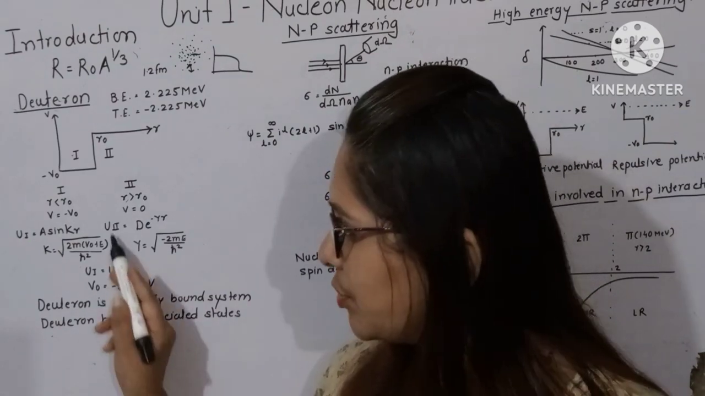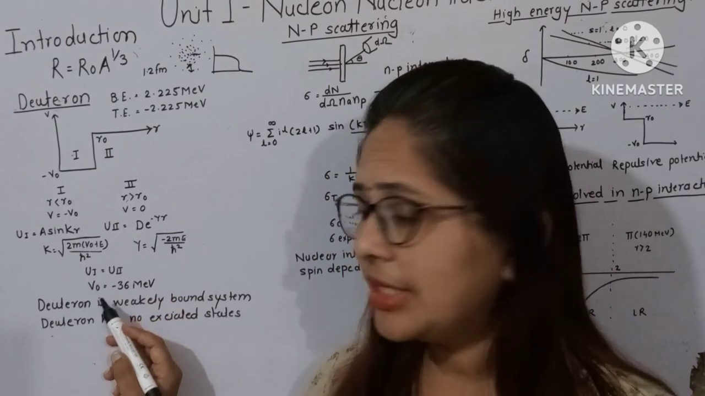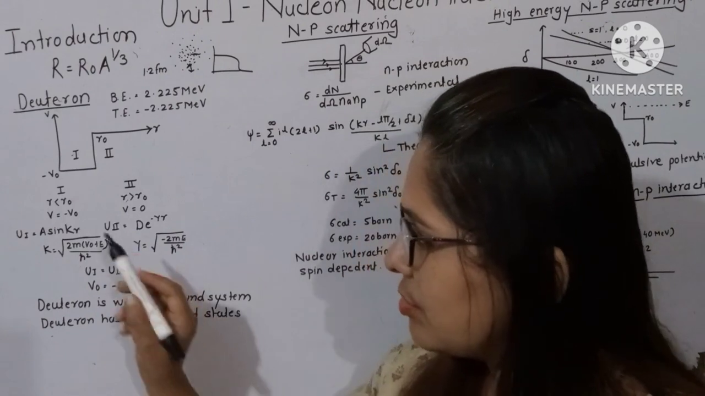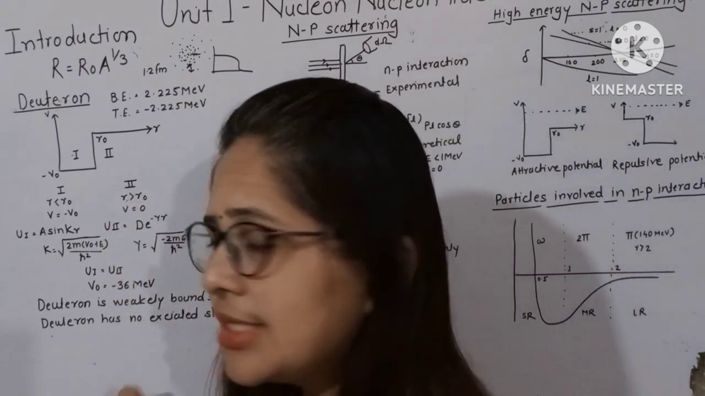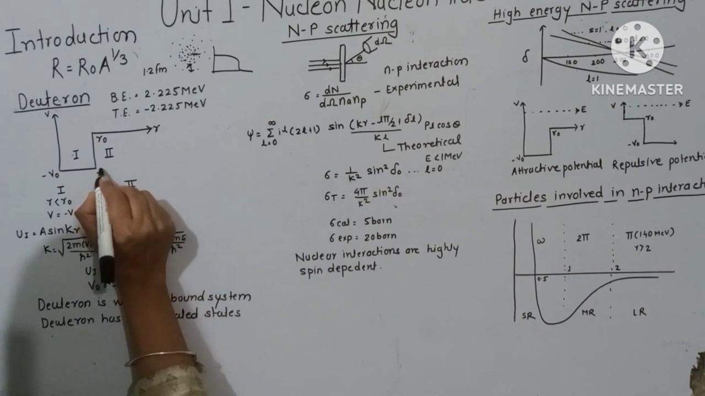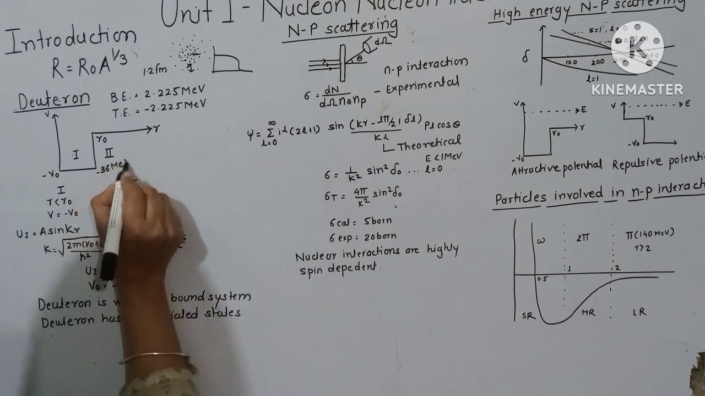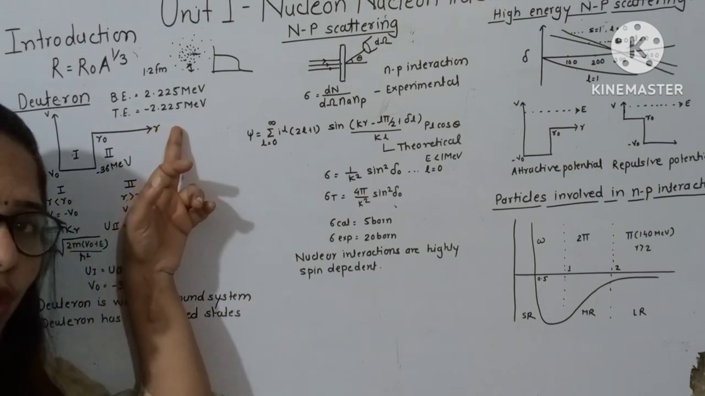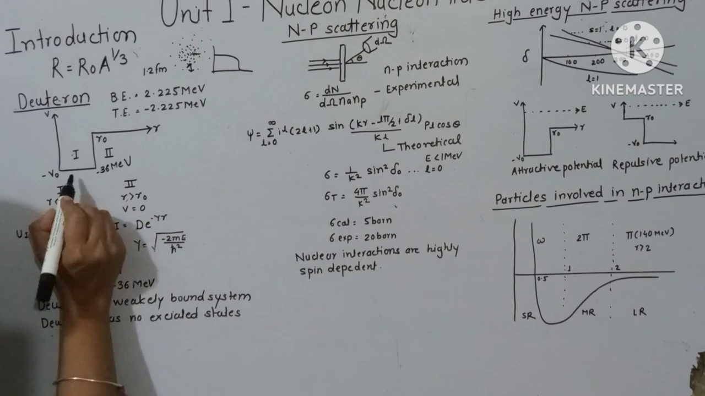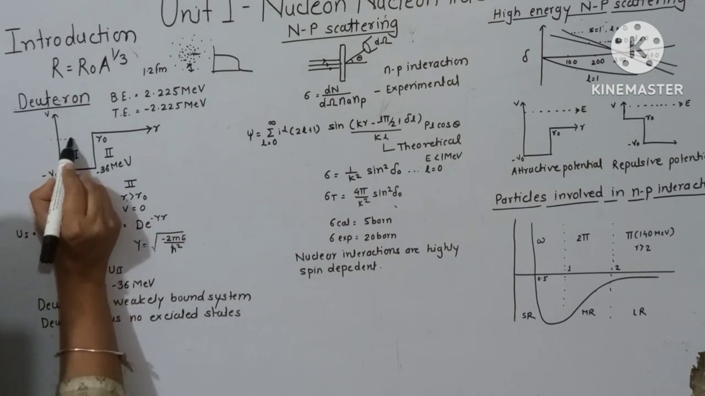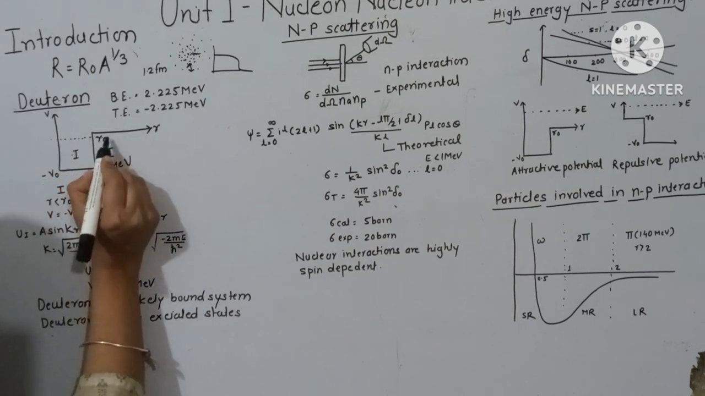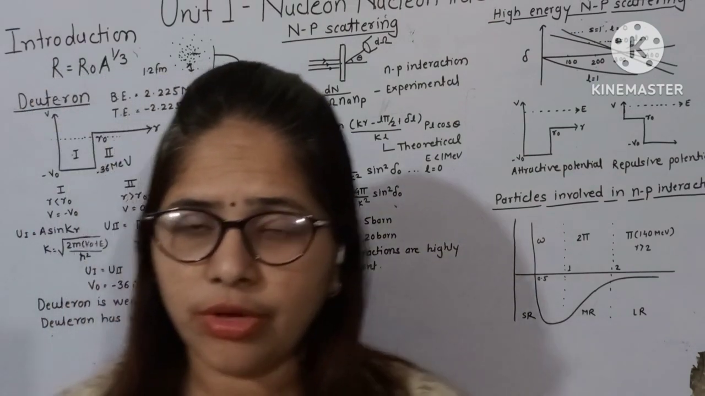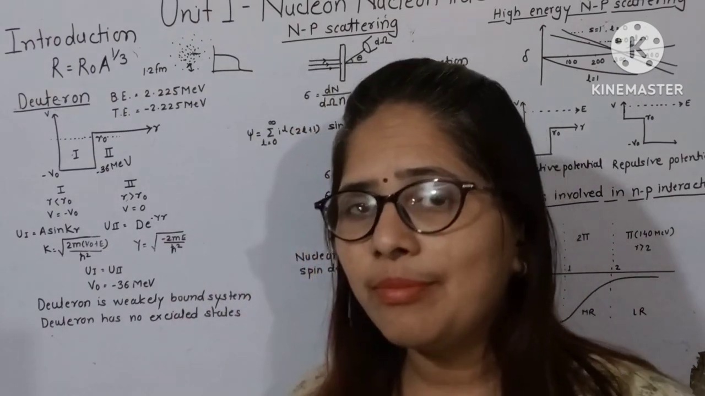See here, by using these three equations we have calculated V naught is equal to minus 36 mega electron volt. Okay, now see here, this V naught is equal to minus 36 mega electron volt, and the total energy is minus 2.225 mega electron volt. So if this is 36, then minus 2.225 mega electron volt will lie somewhere over here. We can say that thus the deuteron is a weakly bound system.